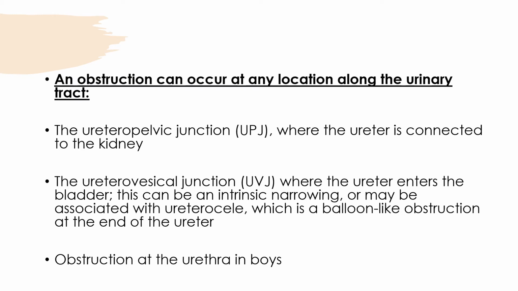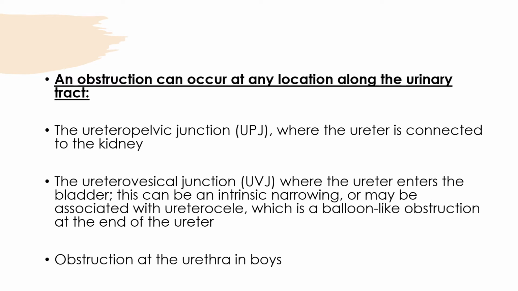So an obstruction can really occur at any location along the urinary tract, whether it's the upper urinary system or the lower urinary system. And I wanted to talk about two areas here. So there is an area where the ureter is connected to the renal pelvis, okay? So the ureter connects to the kidney through that renal pelvis. And where that connection is, is called the ureteropelvic junction, also known as the UPJ. And then there's the ureterovesical junction. So the ureter connects to the bladder, right? So the area where the ureter connects to the bladder is known as the UVJ.